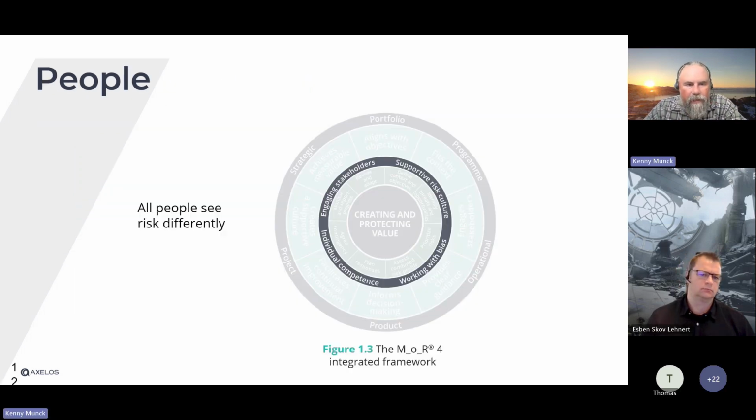If we look at the people part, which is one of the new items or inputs to this version, the people part is basically starting with the statement, all people see risks differently. And I think that's a very key statement, because all of you that have worked with risk, if you enter a room and ask, which risks do we have here, people might be able to come to terms and agree on these are the 5 key risks. But if you start asking them, how do you see this? How is the likelihood of this occurring, or what is the impact if it occurs?